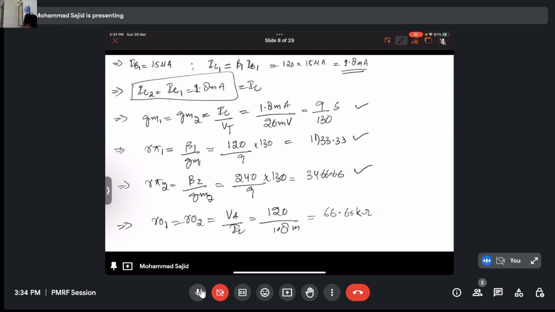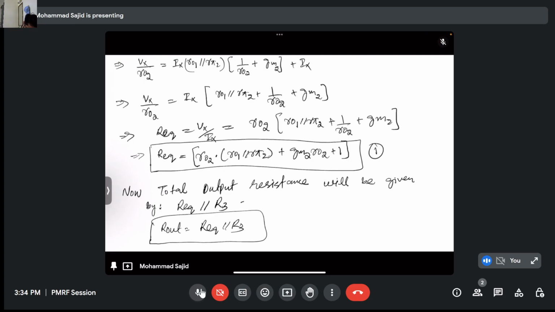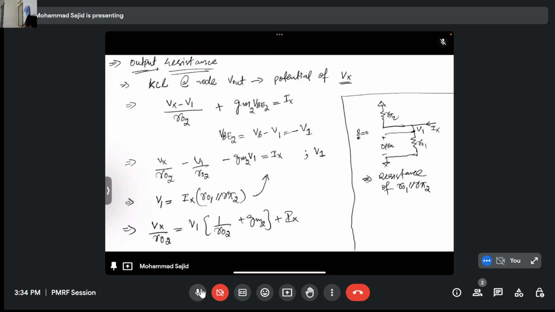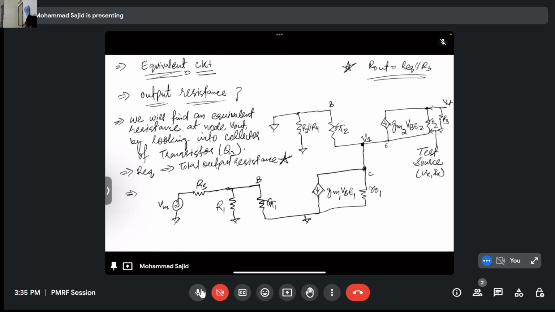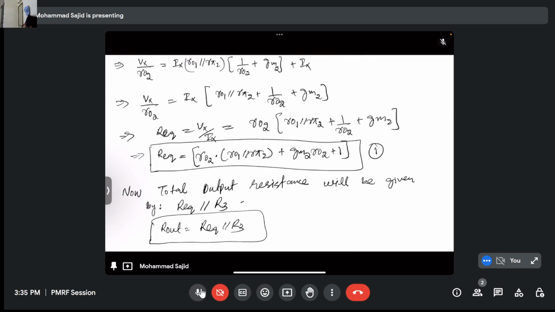Right? So now we have all the values. Now what we have to do is do it as an exercise. Substitute the values in R equivalent, and you know the R3 as well. R3 is given to us as 10 mega ohm. So solve the question, solve it for R equivalent, then solve it for R out. You should get an answer of around 6.04 mega ohm.